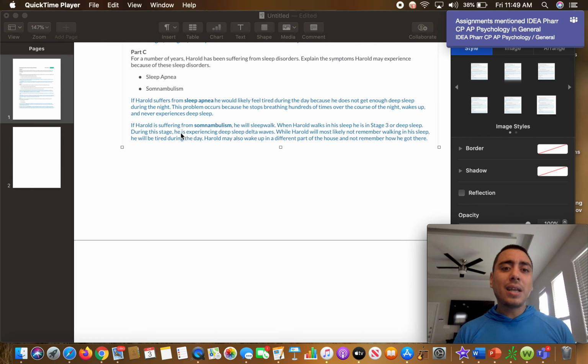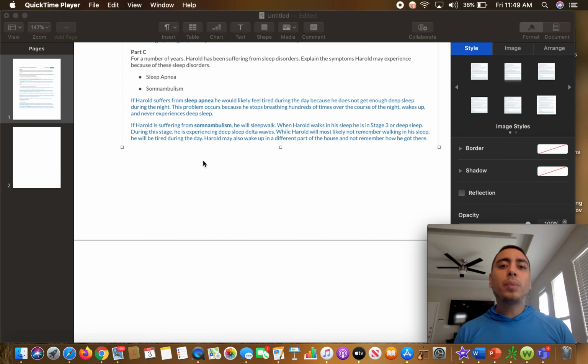And the second component to part C here. If Harold is suffering from somnambulism or sleepwalking, he will be sleepwalking. When Harold walks in his sleep, he is in stage 3 or deep sleep during this stage. He is experiencing a deep sleep delta wave. While Harold will most likely not remember walking in his sleep, he will be tired during the day. Harold may also wake up in a different part of the house and not remember how he got there.